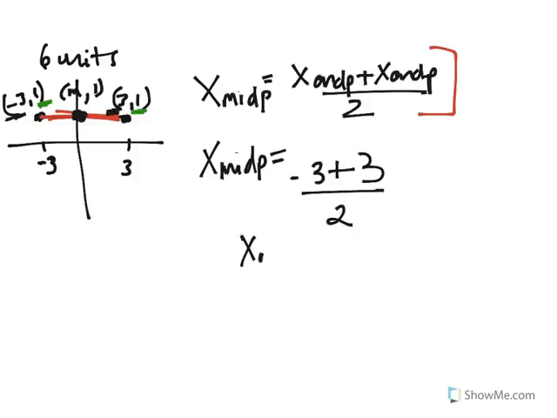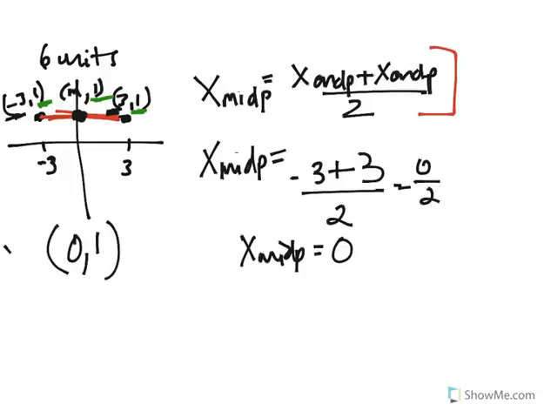And you're going to get x midpoint equals 0, because -3 plus 3 is going to give you 0 divided by 2. When you divide 0 by anything, it gives you 0. So the x value of the midpoint is going to be 0. And we already know that the y value is going to be 1 because it's on the same horizontal line as the other 2 points. So our midpoint is going to be 0, 1.